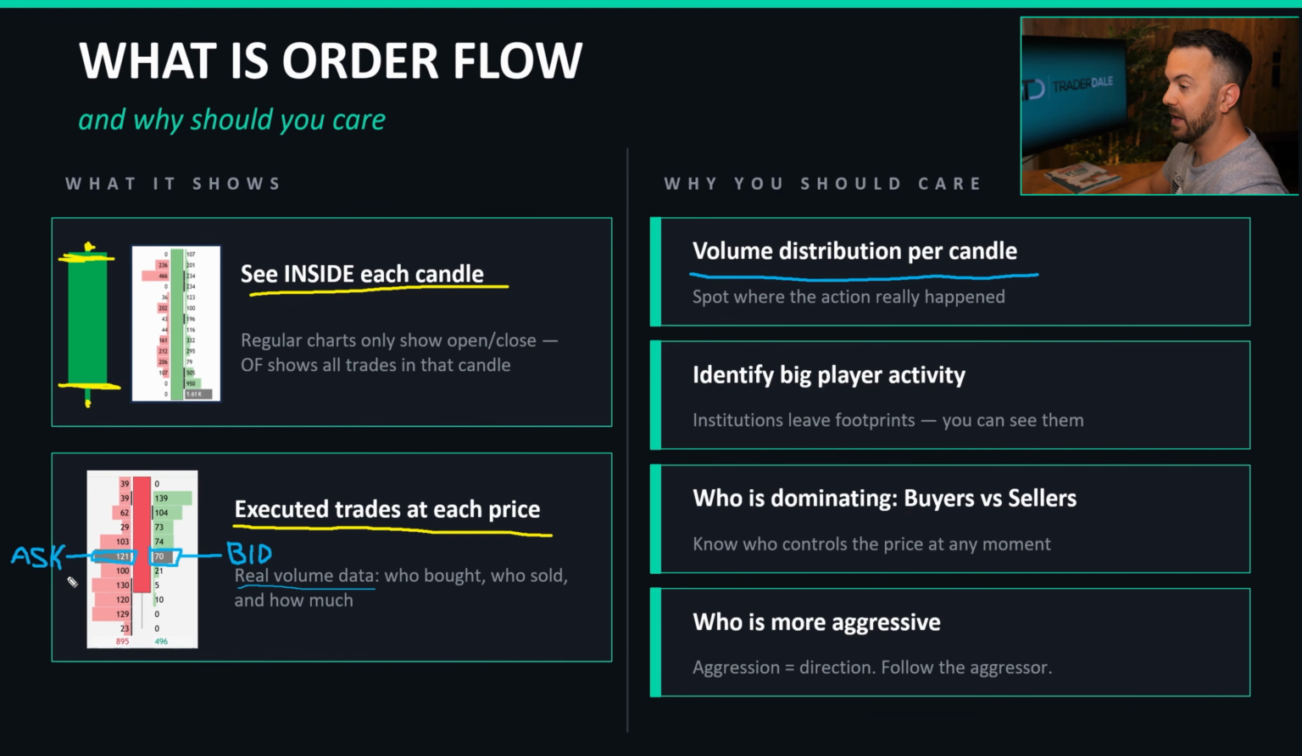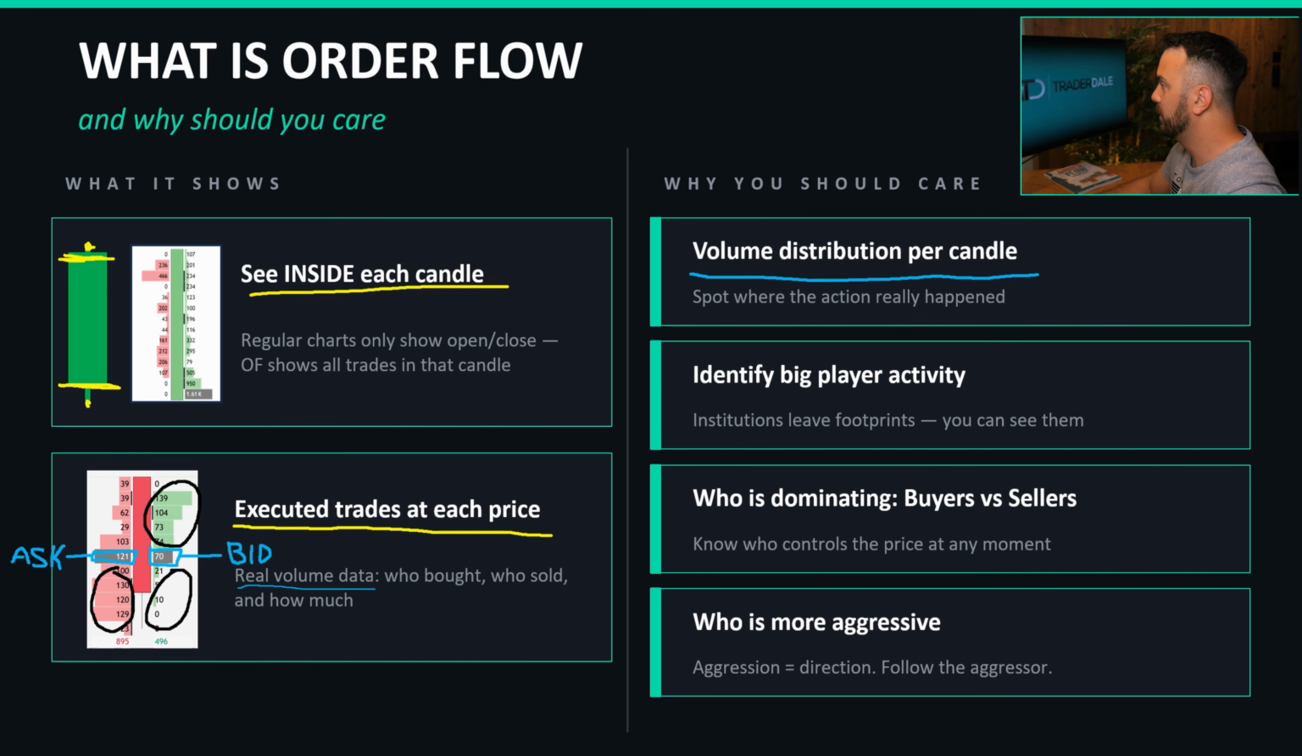So if you, for example, take a look here, it can tell you that buyers are active here at the top of the candle. Sellers are active here at the bottom. If you take a look here, there weren't really too many buyers active at this place. So you see how the volumes are distributed inside that candle. No other indicator can show you that.